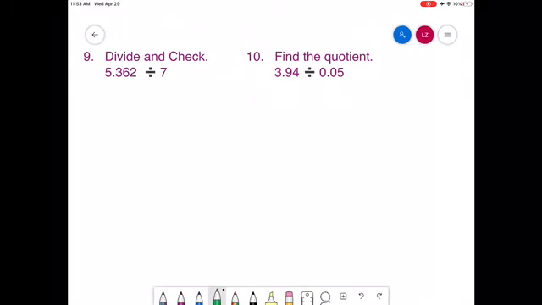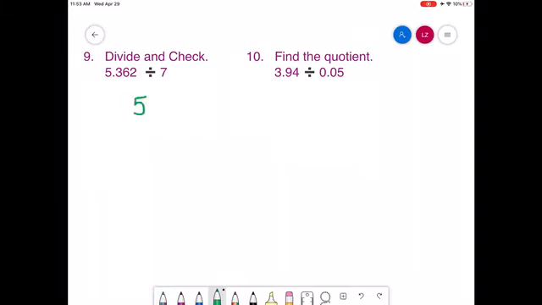Okay, I think that I missed number 8 on here. I think I went right to number 9. Sorry about that. Let's just go ahead and do number 9. Okay, number 9 says divide and check. And you are going to need to do that on your test. So let's look at how we divide and check.